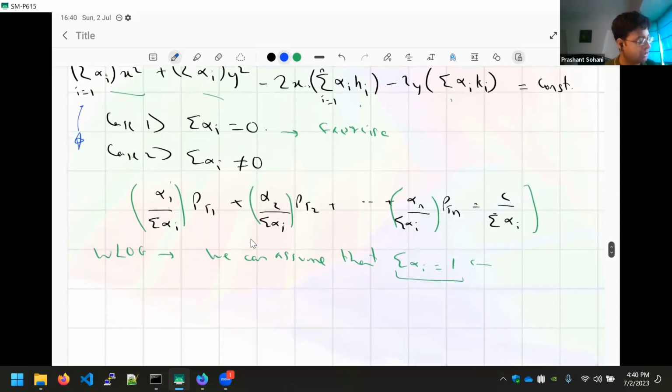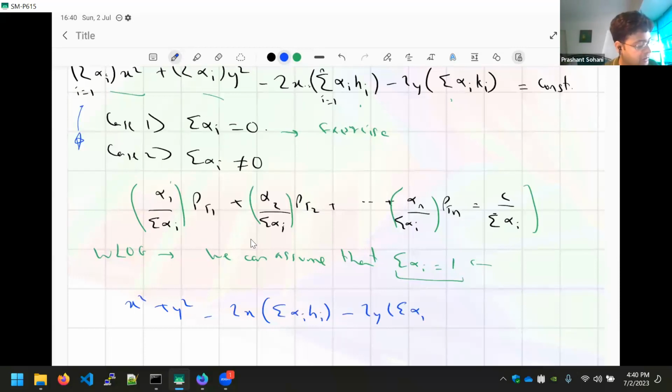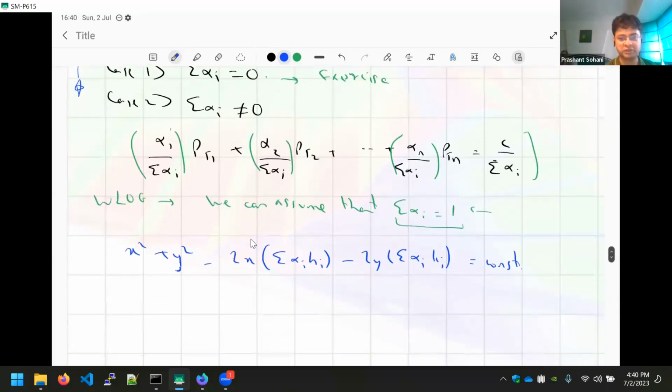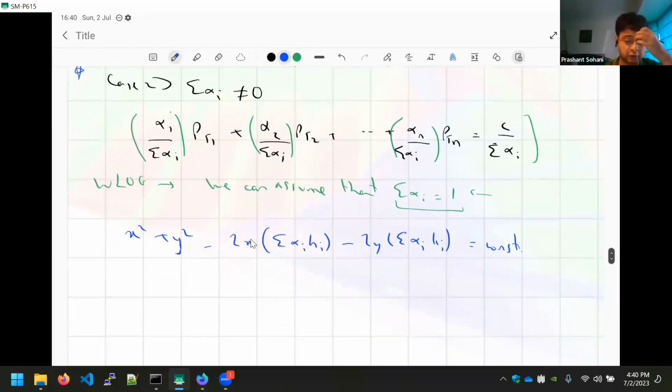So I can directly write x square plus y square minus 2x, the same sigma alpha I hi, minus 2y sigma alpha I ki is some constant. Right? So now can you tell me what is going to be the center? We already see that this is going to be a circle, but what is the center of that circle going to be?